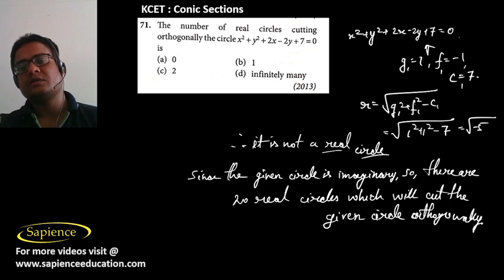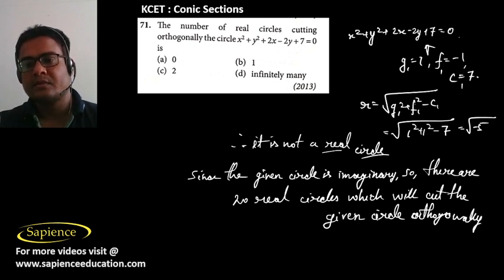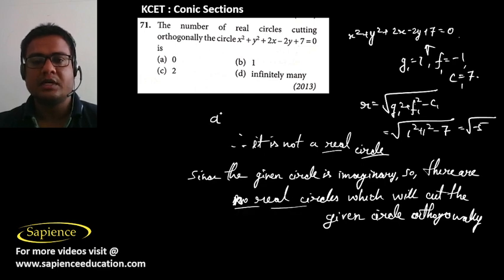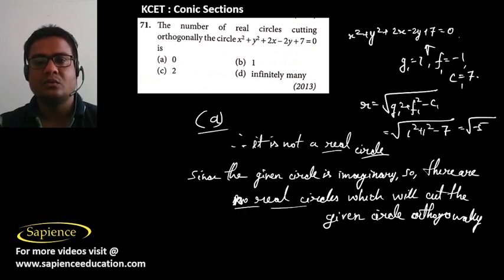So it means there is no real circle. So the answer is option A, which is 0. There are no such real circles. Okay.